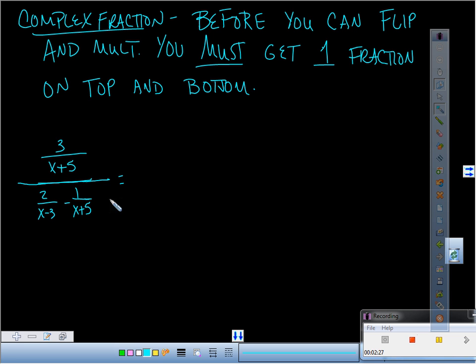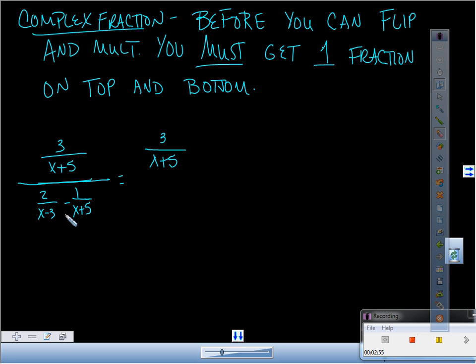Now, can I flip and multiply right now? Why? Because there's two fractions on the bottom. And the rule says before you can flip and multiply, you have to have one fraction on the top, which is what I have, but you also have to have one fraction on the bottom. So we have to make this one fraction. How do you subtract fractions? What do you have to have?